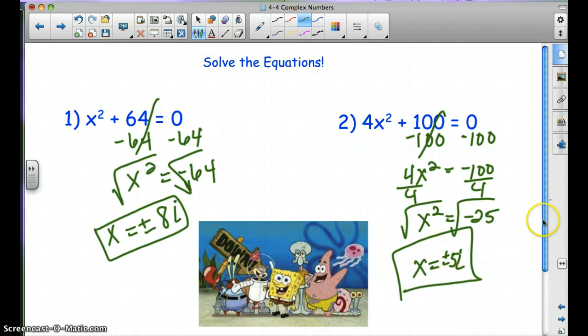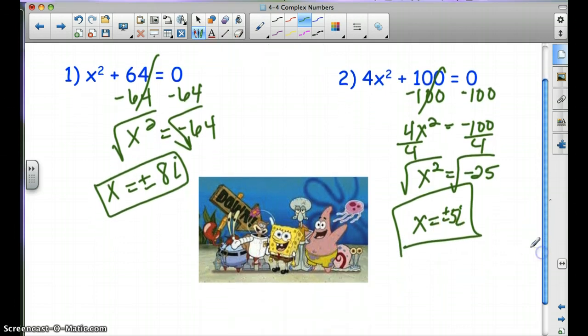Very good. I'm guessing some of you are asking, well, what if it's not perfect? If it's not perfect, let's say you got an answer like the square root of negative 13. You bring the i out in front here, leave the 13 in here, and then plus or minus right here. So that's if it's not perfect. You still bring the i out, keep it positive inside.